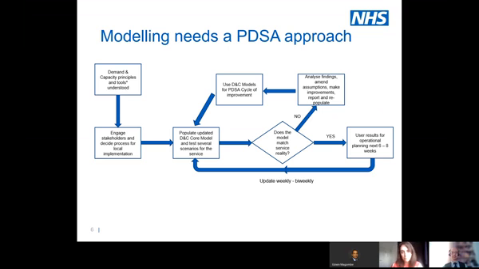The next step then would be to populate the updated core model, and that's what we'll be focusing on today. Once you've done that, you look at the model outputs and you go, okay, does this model actually match service reality? If this is the first time you are modeling this particular service, you might find that the answer is no. So in this case, it's about looking at your data, looking at your assumptions that you've made when populating the model.